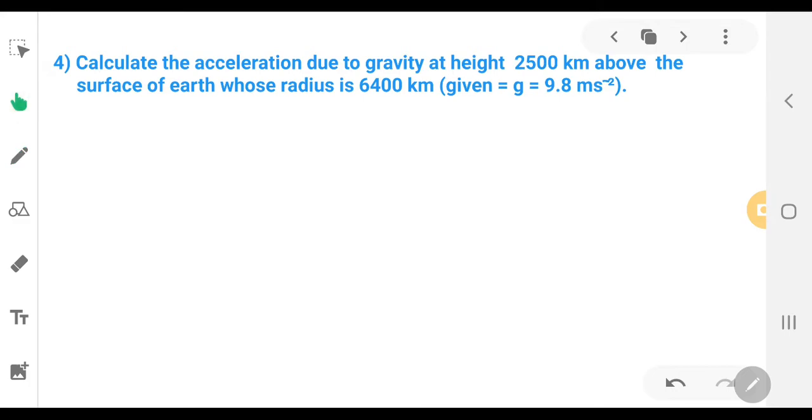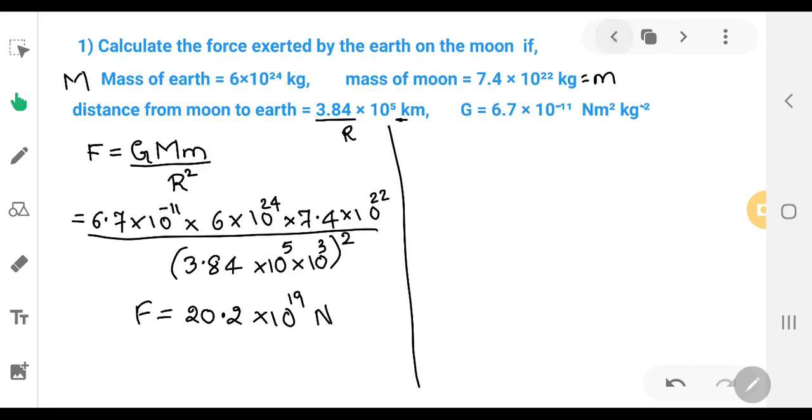The next question is, calculate the acceleration due to gravity at a height of 2500 kilometers above the surface of the earth, whose radius is 6400 kilometers. Given small g value is 9.8. Now look at the value of h. The h value given is 2500 kilometers. It is not a small value, it is a greater value. If the h value is 200 or 800, within 1000, then you can consider h as a very small value.